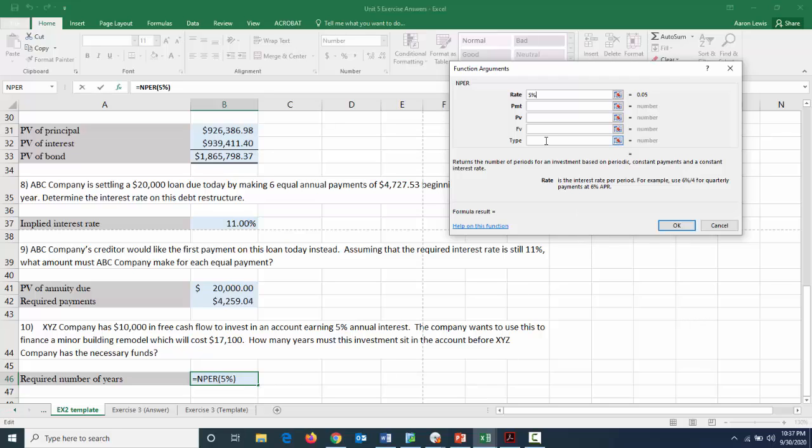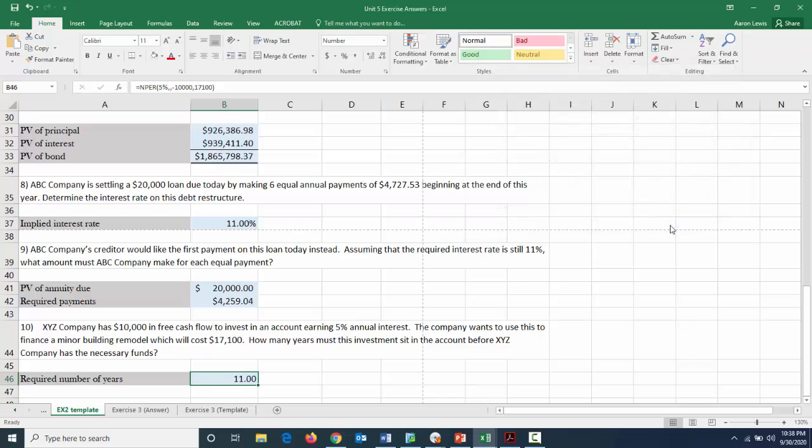Next up, we don't need a payment. We do have the present value. We know that. That was 10,000. And we know it's got to turn into $17,100. Well, if we go and we put this into our answer over here, it tells us it's going to take approximately 11 years for that amount of money to turn into $17,100.